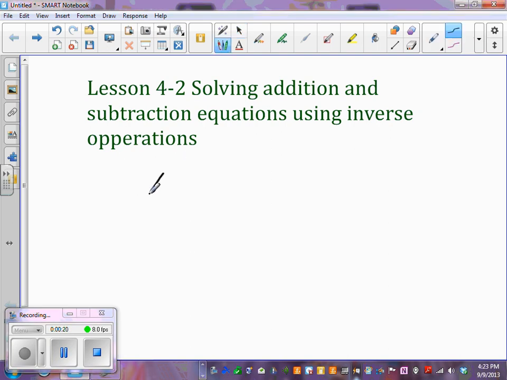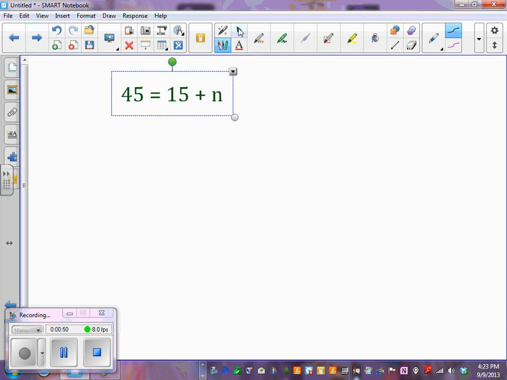So for example, the inverse of multiplication is division. And the inverse of division is multiplication. The inverse of addition is subtraction, and the inverse of subtraction is addition. So you're going to need to remember that when we do this lesson. Today we're just going to be working with addition and subtraction. So let's go ahead and start with this problem.